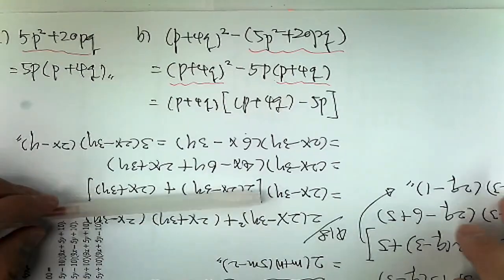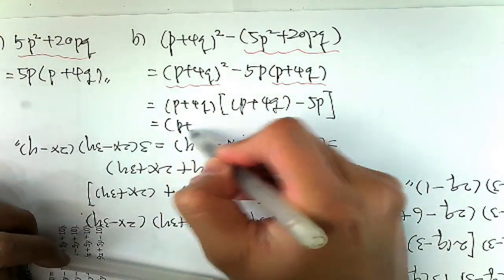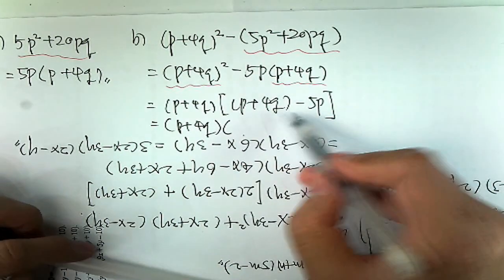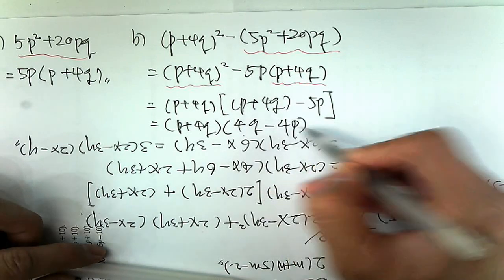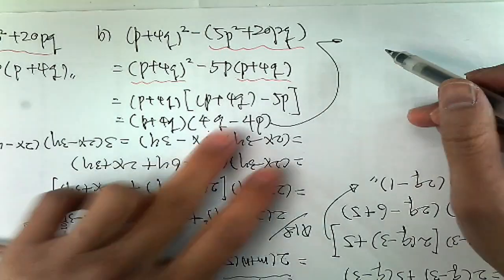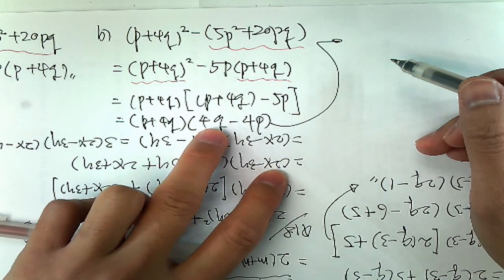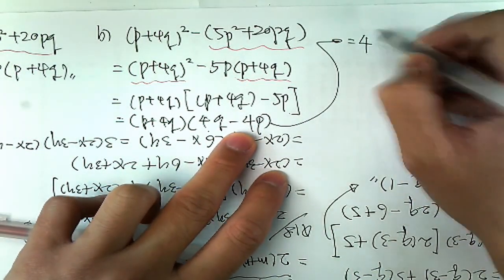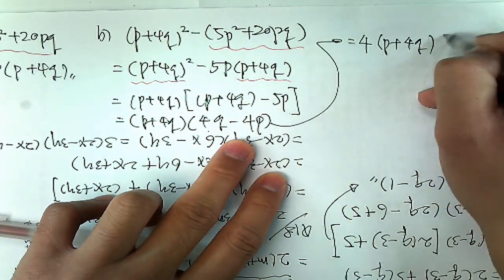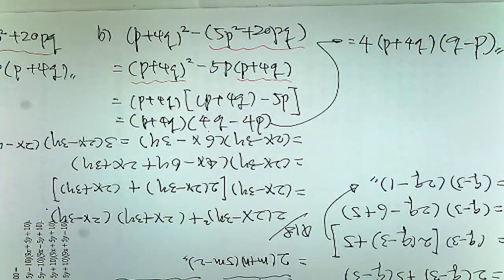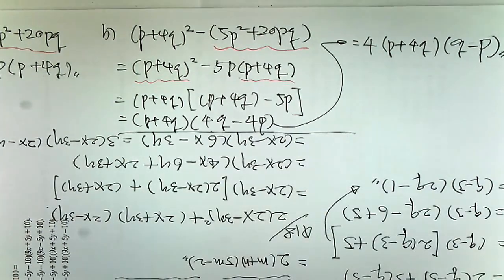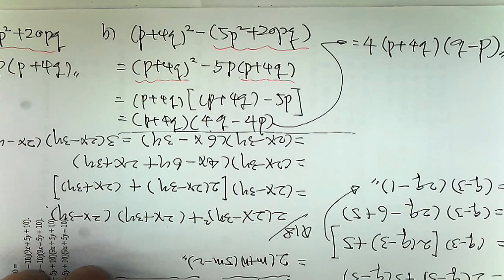Is it okay? So p plus 4q. So do some simplify here. It's a 4q minus 4p. Okay, still one more step to do, because these two terms have 4, okay, in common. So you pull out the 4. Okay. It's okay. So still keep going on. Okay.